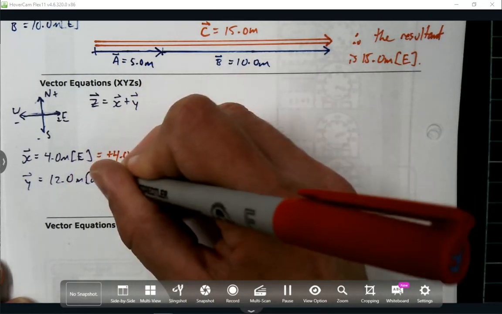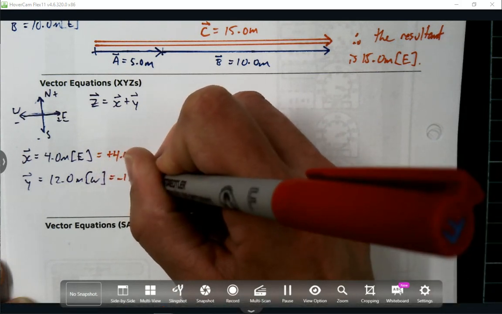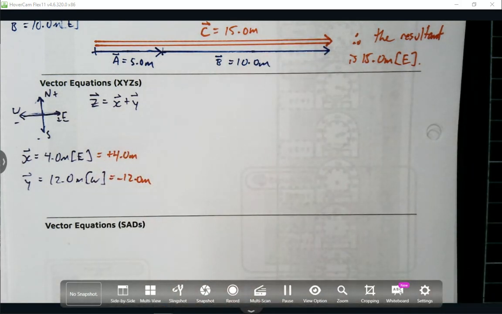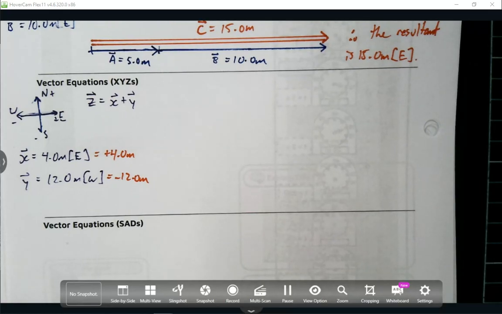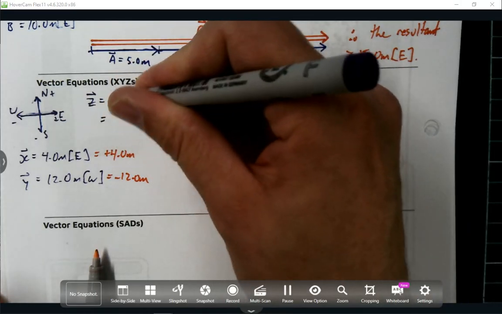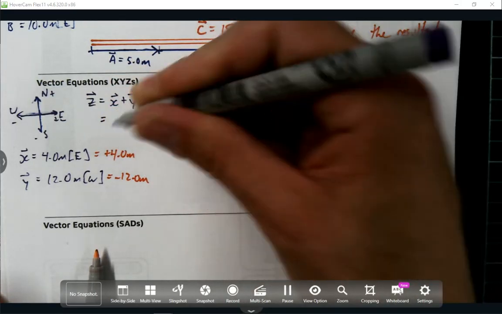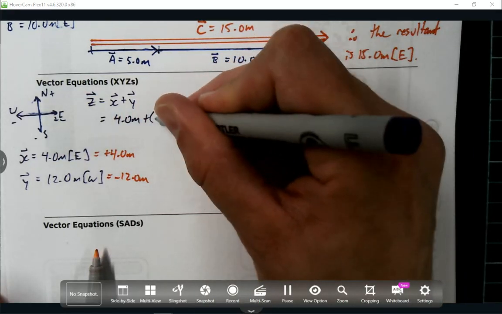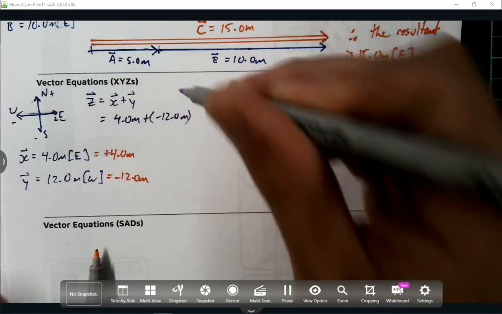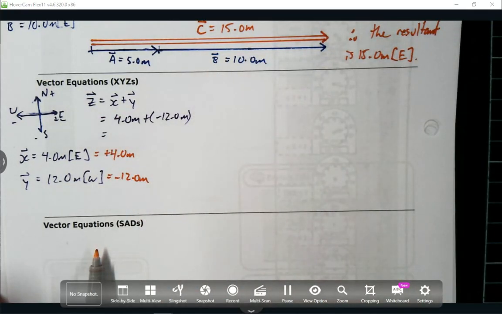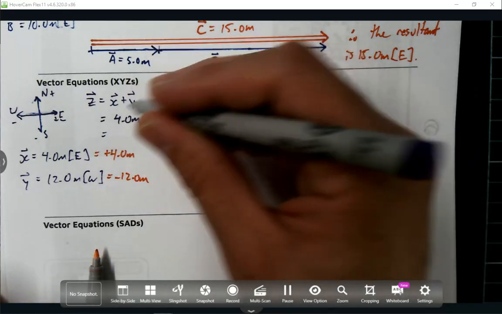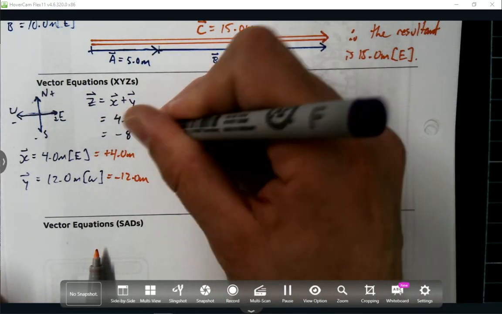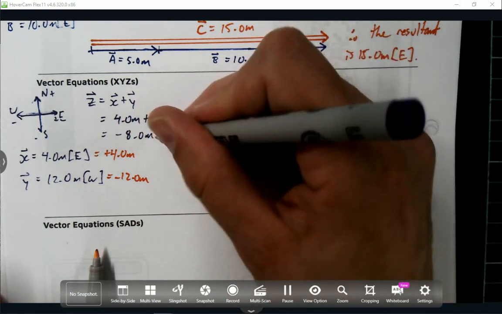Positive 4.0 meters, negative 12.0 meters. And then if I was going to sub in my values, I'd say, okay, well, Z is equal to X plus Y. Well, in mathematical speak, that means that I've got 4.0 meters plus 12.0 meters, or I could say minus 12.0 meters. And of course, in math, I say that's what? Negative 8. Negative 8.0 meters. Or I could say 8.0 meters west.